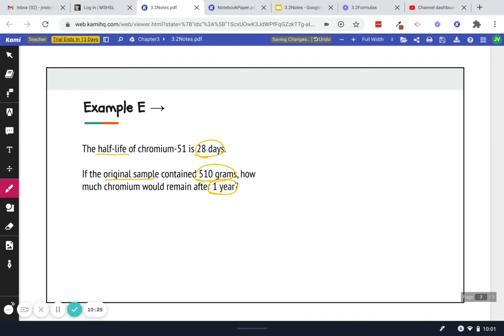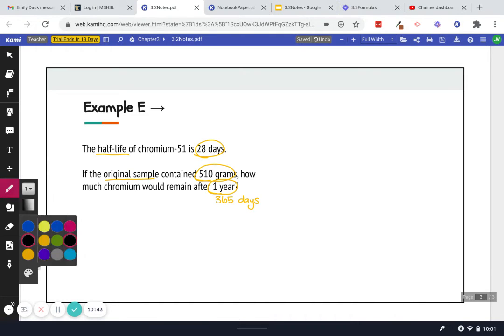Now, immediately, your brain should be going, ding, because you're going, days, year, okay. Well, we need to just be mindful of that and say, you know what? 1 year, 365 days. Now we're good. Now we can use this formula because now we know what is happening here.